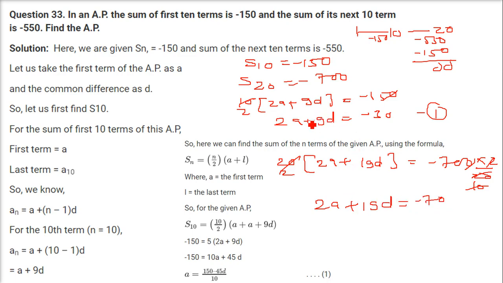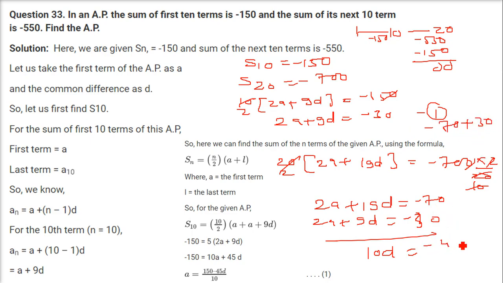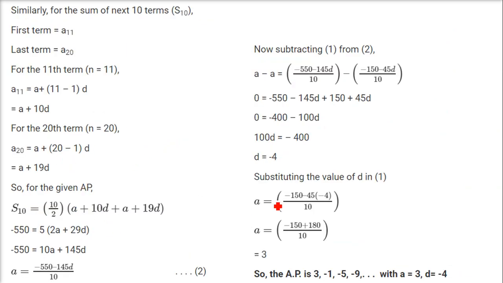And what do you have here? This is 2a plus 9d equal to minus 30. Subtract it. 19d minus 9d is 10d. And this is minus 70 minus of minus 30. It is going to be minus 40. So d is going to be minus 4.